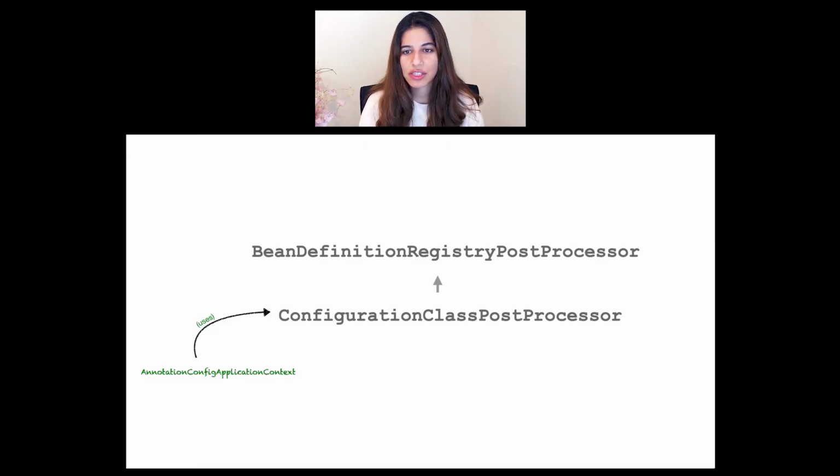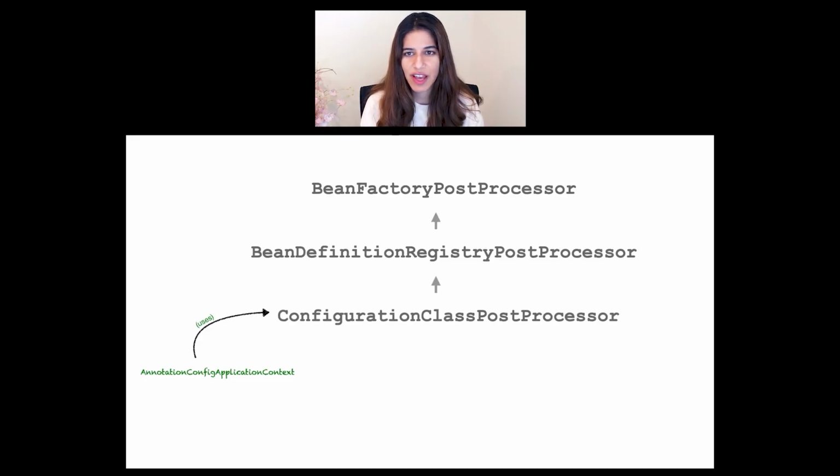So a bean definition registry postprocessor allows you to modify the bean definition registry by adding more bean definitions to it. So when the configuration class postprocessor finds the beans that are defined in the configuration class, it creates bean definitions for them and registers them because it implements the bean definition registry. It's also a bean factory postprocessor, so it can modify the bean factory as well.